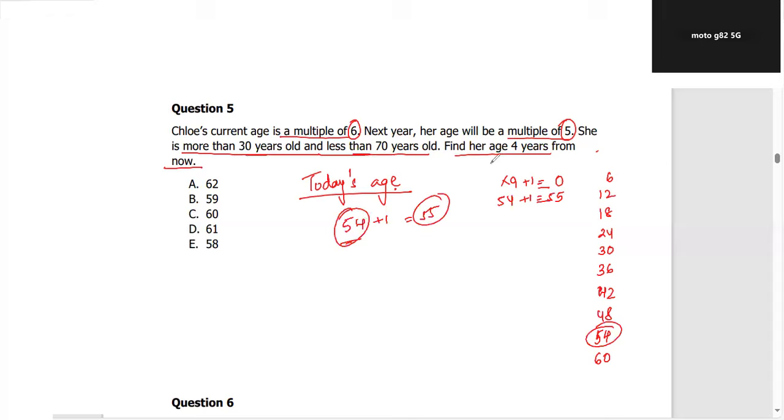What will be her age 4 years from now? So 4 years from now, her age will be 58 years. That will be option E. So that's how we do question number 5. Let's move on to the next question.